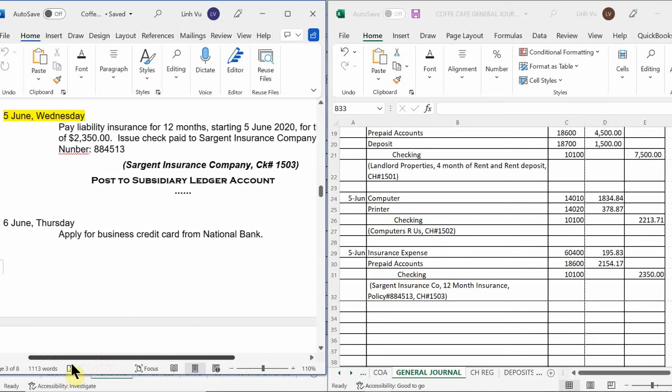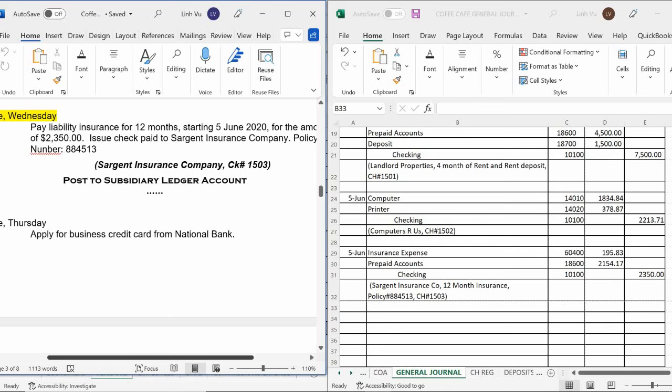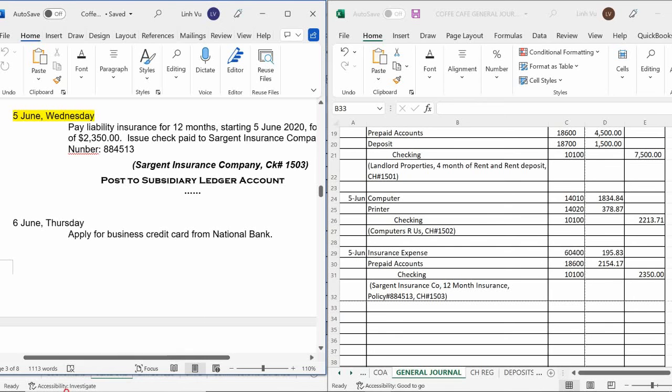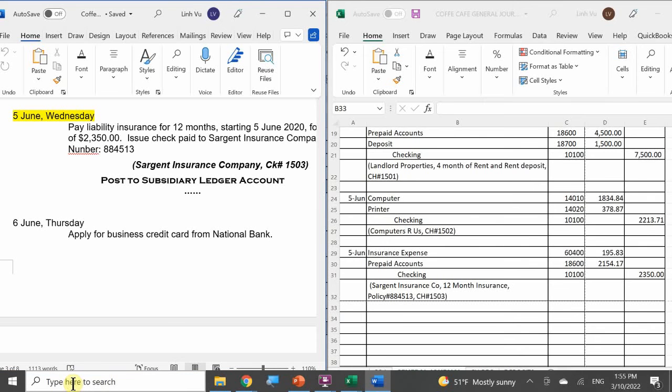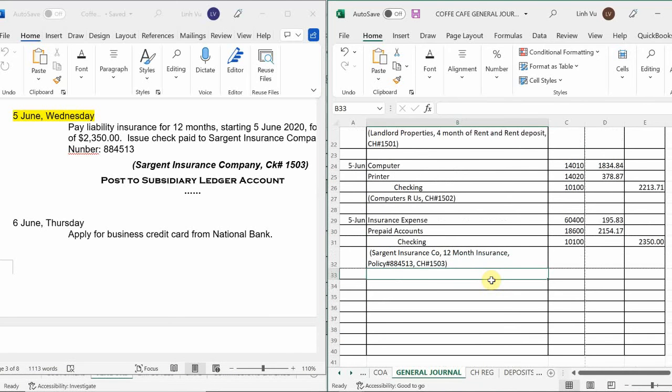Then June 6th rolls around. June 6th, Thursday, and we end up applying for a business credit card from National Bank. Is this a transaction I need to journalize? No, right? Because all I did was apply. Do I know how much my credit limit is? Did I even get approved for a credit card? No. All we know is we just applied. No transaction here. I didn't have to pay for an application. Usually you should get your results instantly, but in most cases, you only record it when you actually receive the credit card.